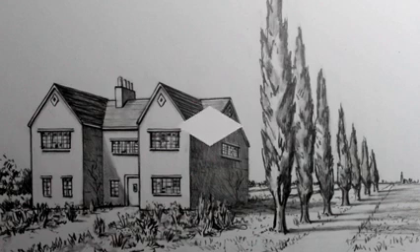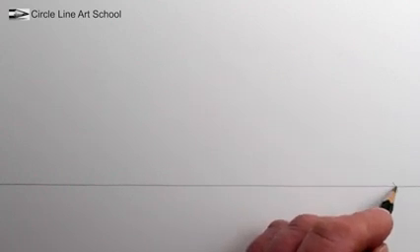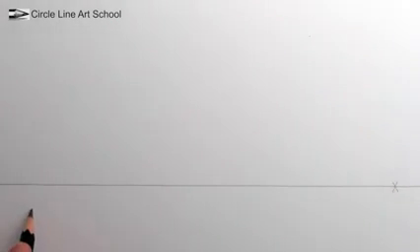First, draw a horizontal line across your page, which needs to be lower than the middle height of the paper that you're drawing on. On this horizon line, draw a cross for the vanishing point on the far right.